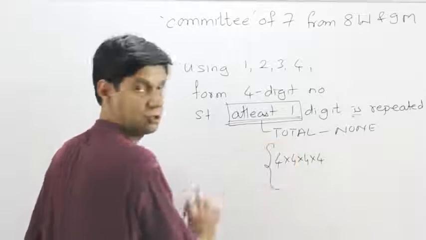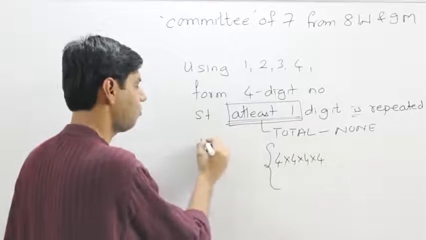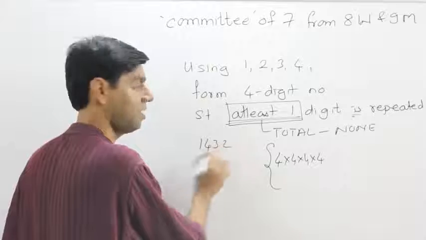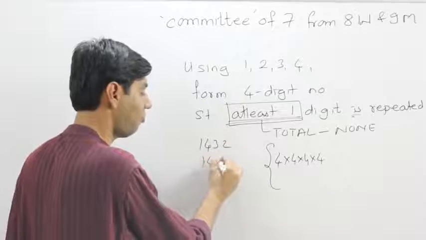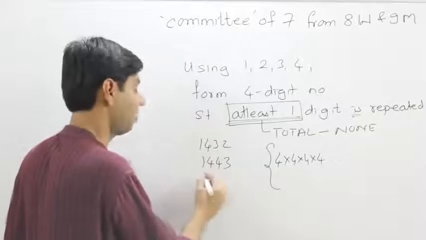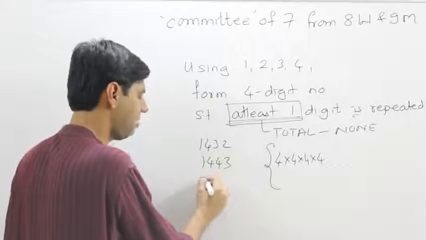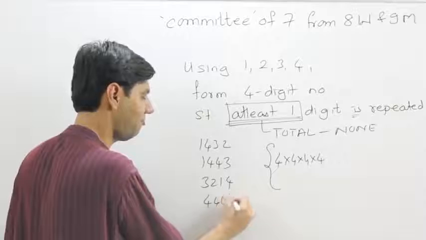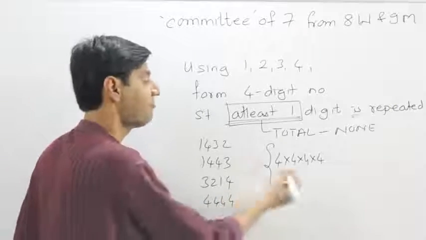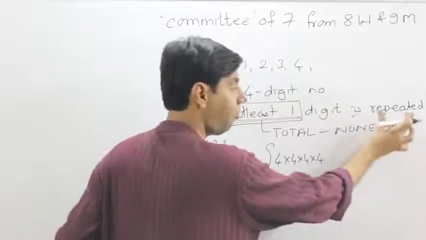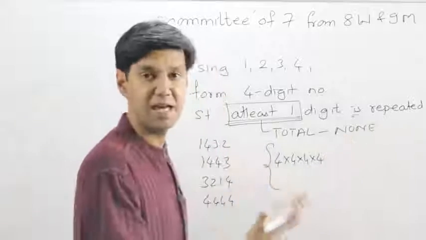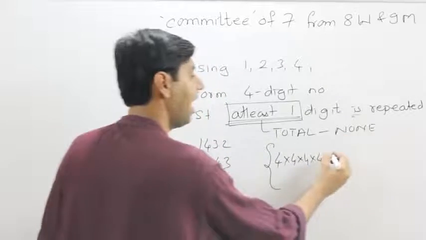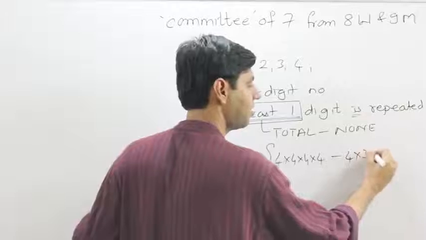So if I look at these 256 numbers, would that include a number like 1432? Yes. Would that include a number 1443? Pretty much. Would that also include every possible way, 3214? Yes. Could that also include a number 4444? Pretty much, right? From this minus none, we want a repetition. What do we mean by none? None means no repetition. And no repetition is nothing but 4 into 3 into 2 into 1.